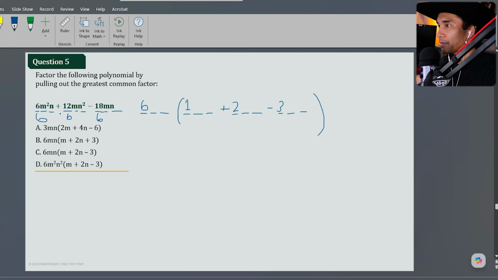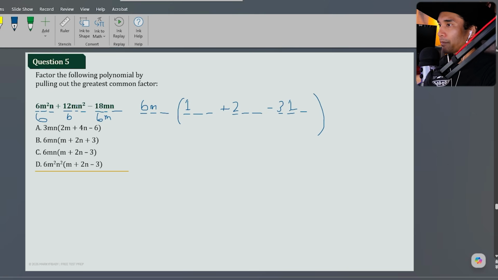Now let's go with the m's. The greatest common factor is just m, so I'm going to divide everything by m, and I will put the m on the outside. So m divided by m, or I'm going to start from over here. Oh no, I will start here, because m divided by m is just 1.